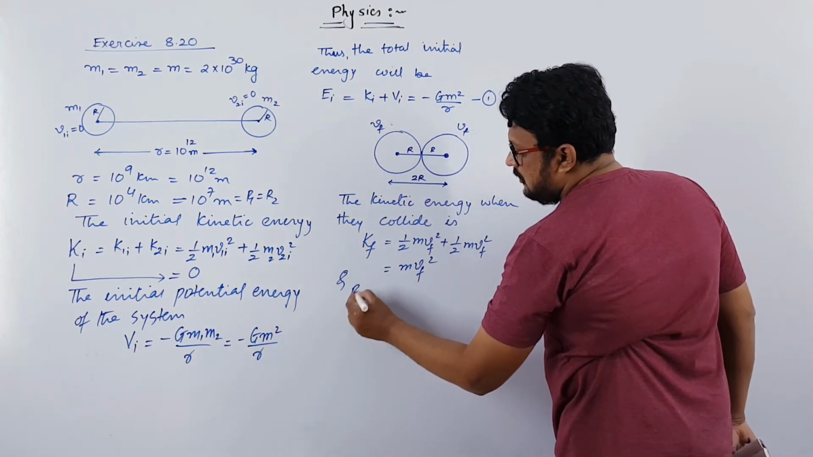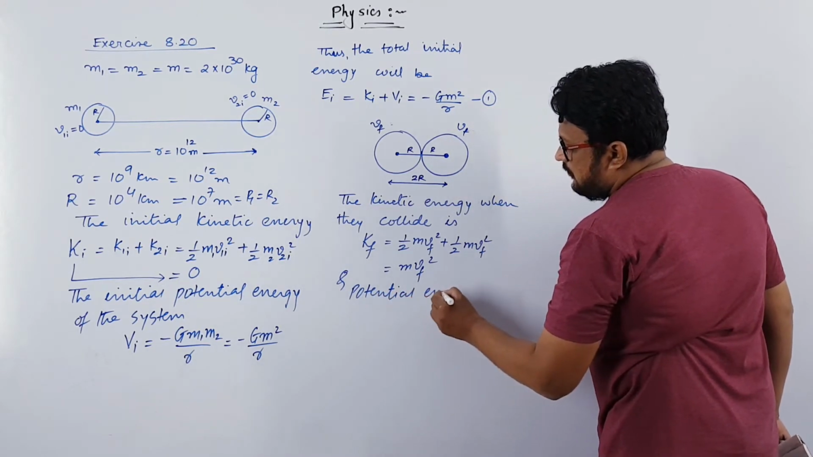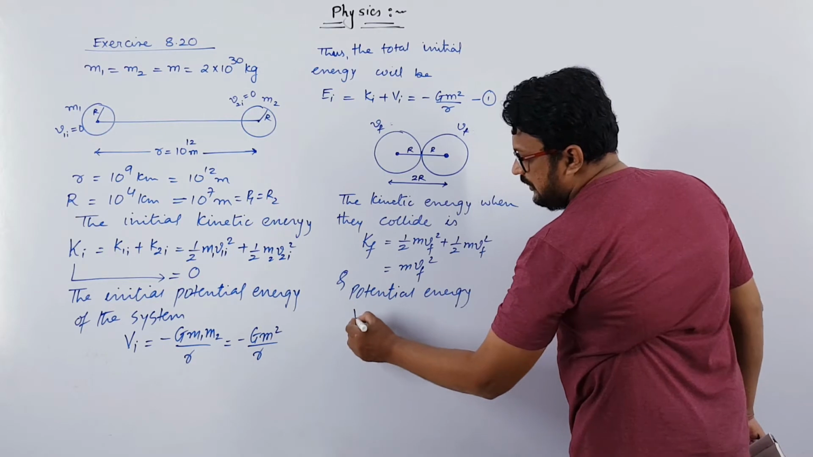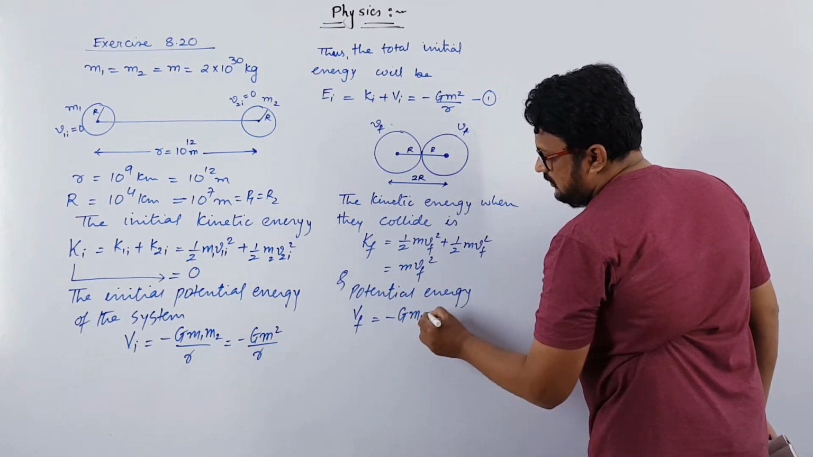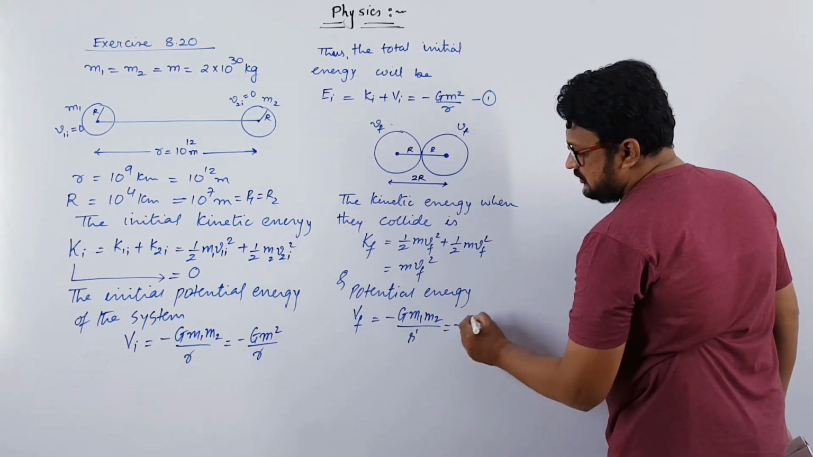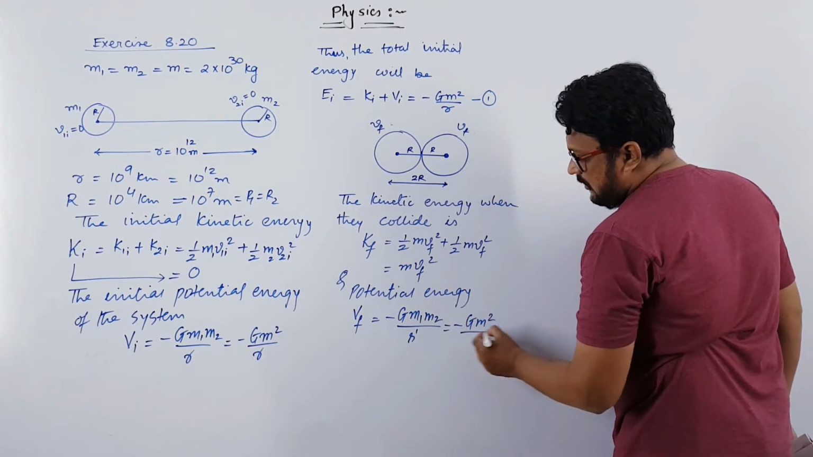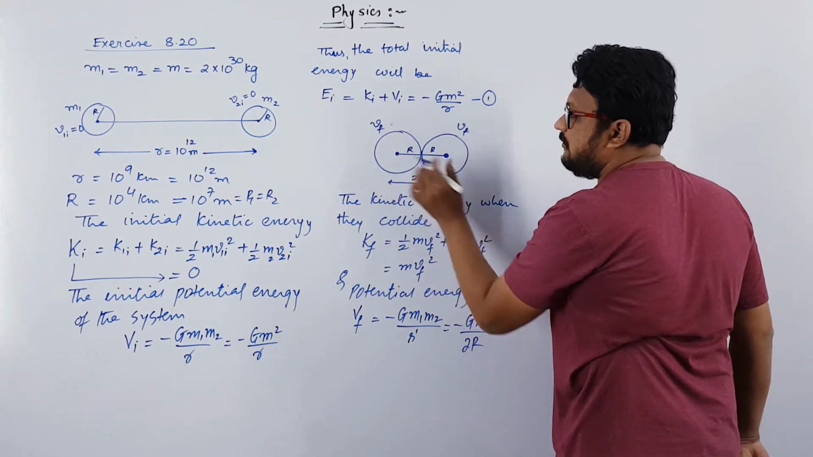And the potential energy Vf will be equal to minus G m1 m2 over r dash, let us say. So this is minus G m square upon 2r, because when they collide with each other the distance between them will be 2r.